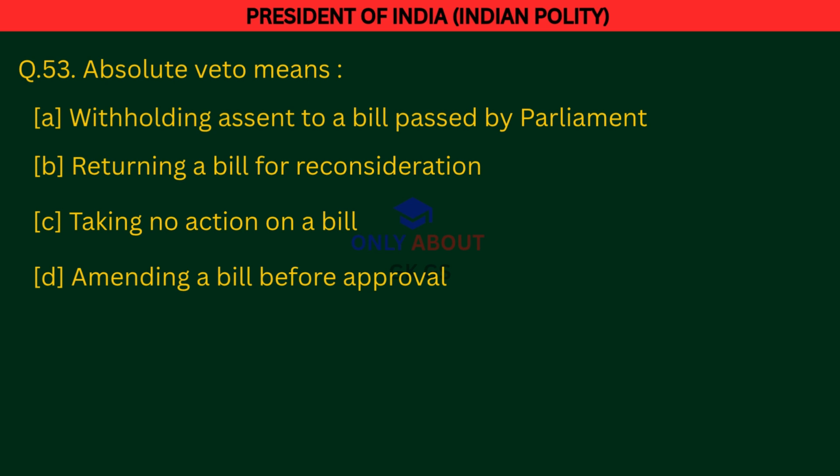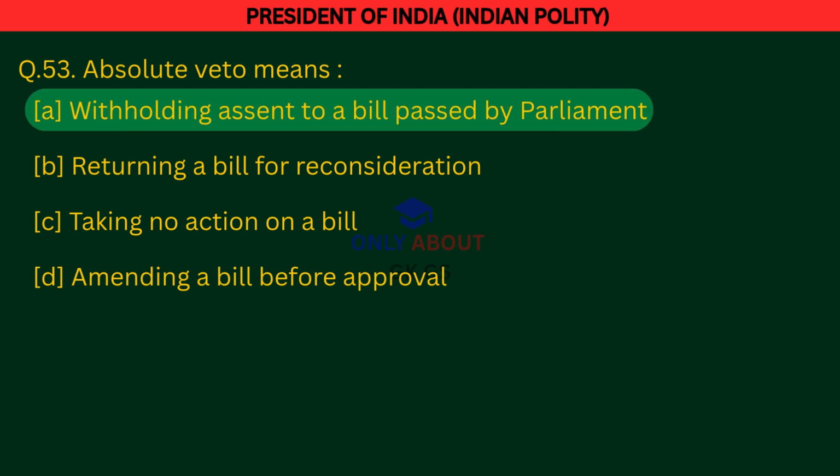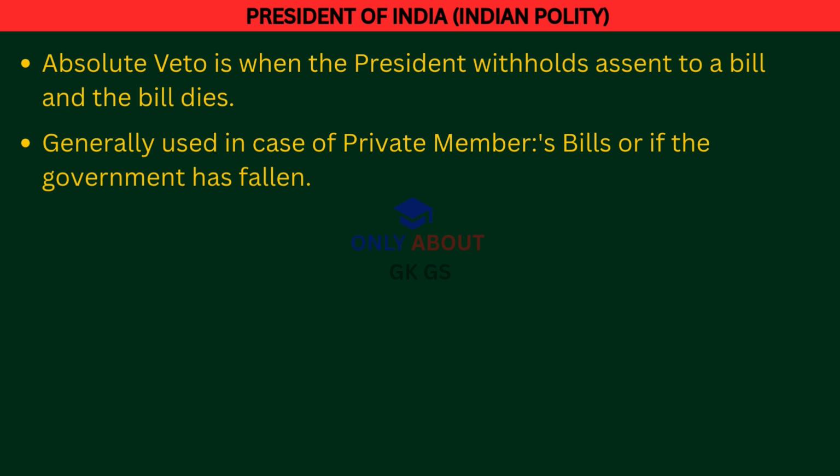Next question. Absolute veto means... Correct answer: withholding assent to a bill passed by Parliament. Absolute veto is when the President withholds assent to a bill and the bill dies. Generally used in case of private members' bills or if the government has fallen.